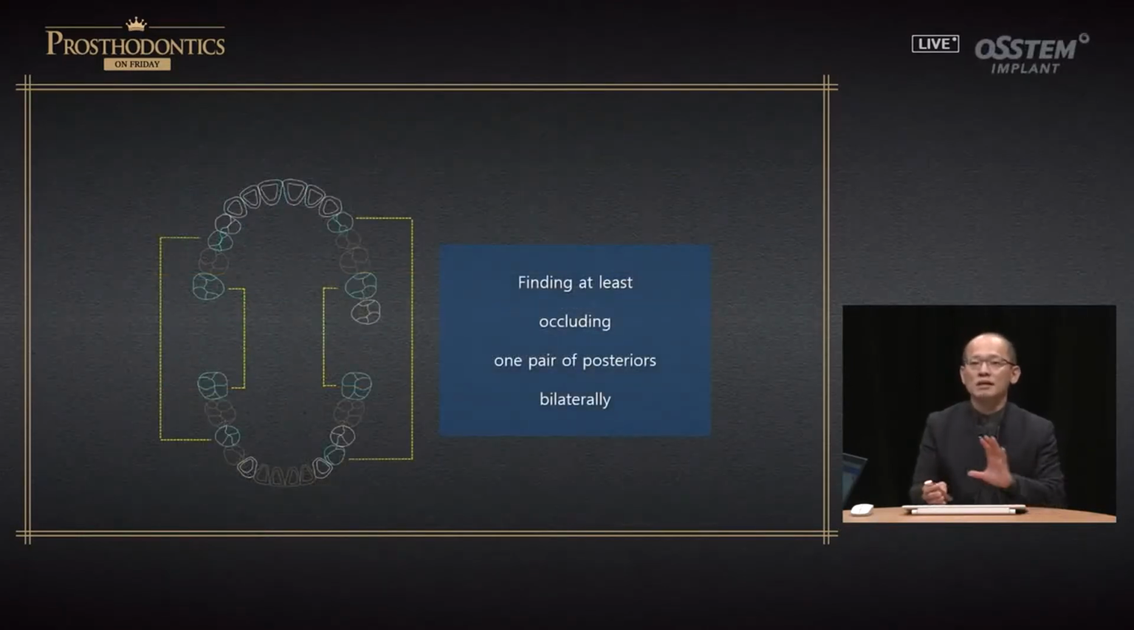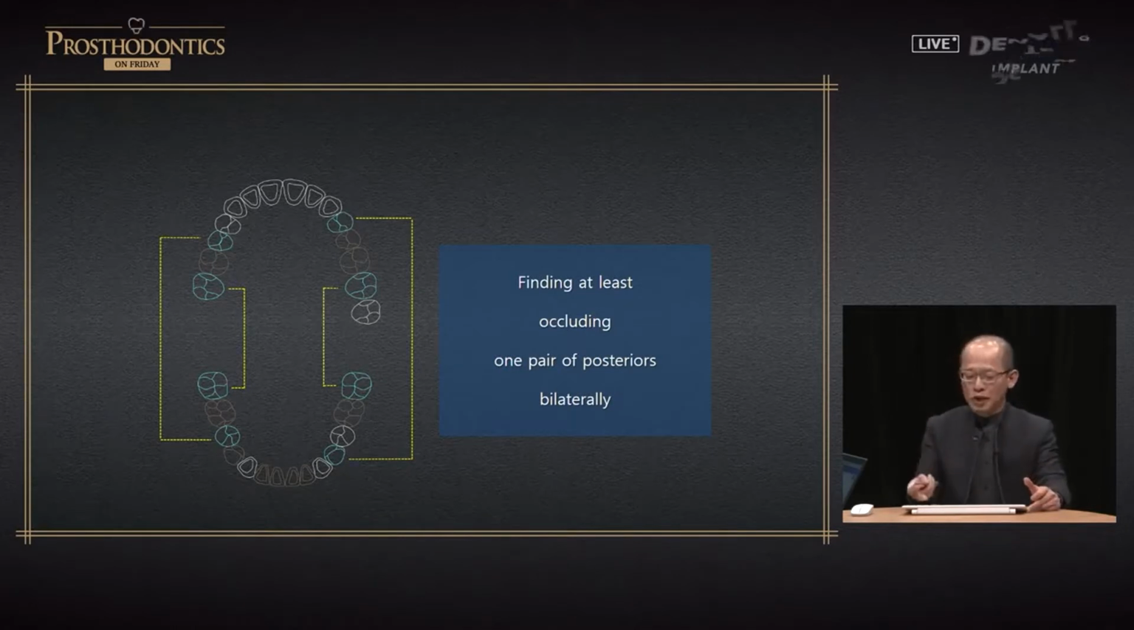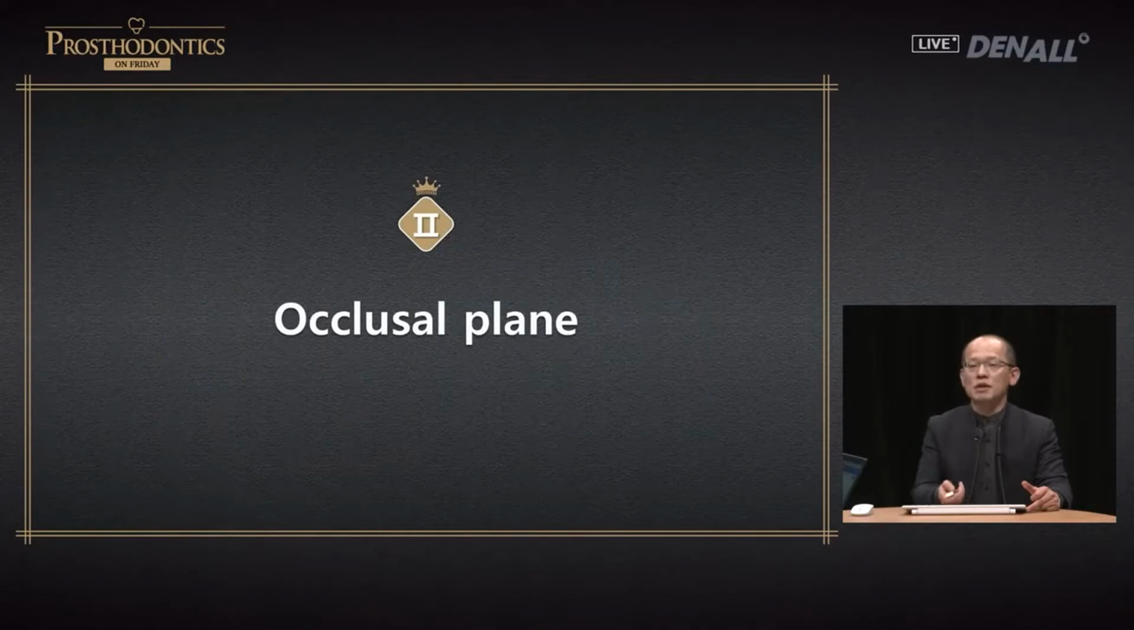So if you do that, the key thing in rehabilitation is that laying a good foundation is important. So in the premolar and molar zones, one pair of posterior support on both sides needs to be there and needs to be maintained, or a condition like that needs to be created using implants. That is very important. The second concept is the occlusal plane.